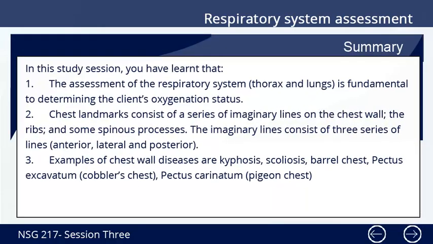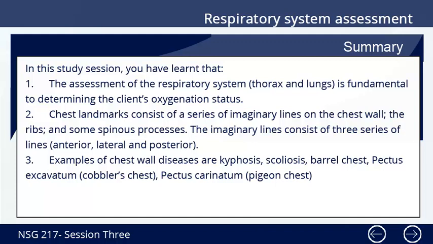Summary of study session 3. In this study session, you've learned that, 1, the assessment of the respiratory system, that is the thorax and the lung, is fundamental to determining the patient or client's oxygenation status. Number 2, chest landmarks consist of a series of imaginary lines on the chest wall, the ribs, and some spinous processes. The imaginary lines consist of 3 series of lines, that is the anterior, the lateral, and the posterior.